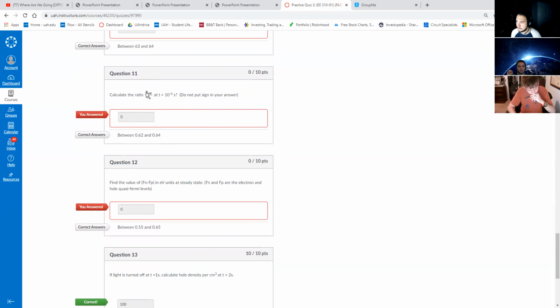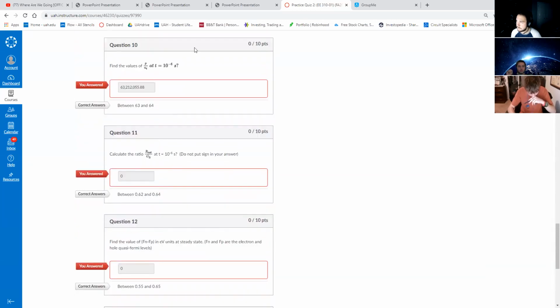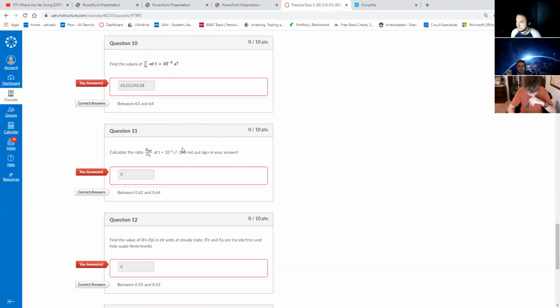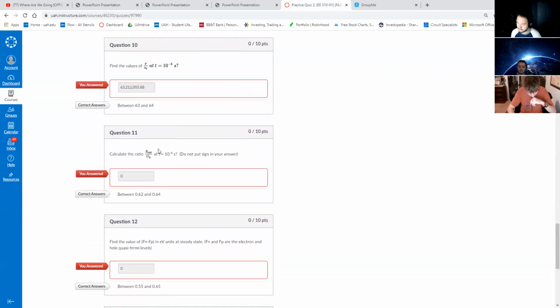And then right here, calculate your ratio of R net over GL at a new time value. So your R net, as is shown right here, is just going to be what your equation solves for, over this. R net's just going to end up being whatever the equation ended up being, which is like 3.67 times 10 to the 11th power.